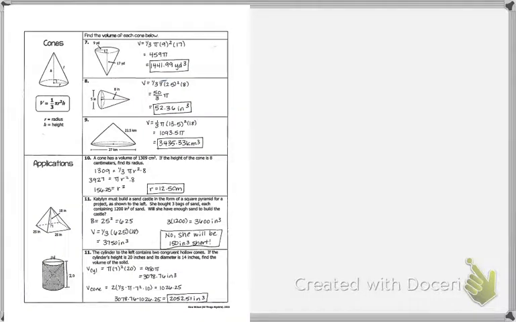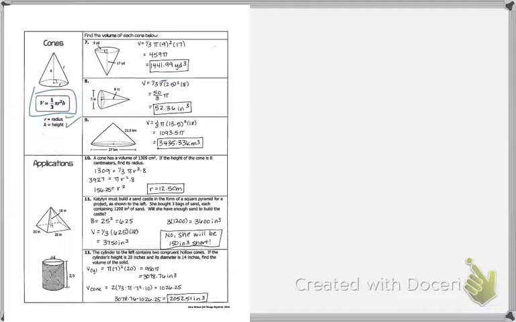Moving on to cones. Look at our formula. What do we need here? We need a radius and we need a height. Again, we'll probably need to use the Pythagorean theorem on one of these to solve for the height or the radius, depending on what's given. You may have to do that on your homework problems.